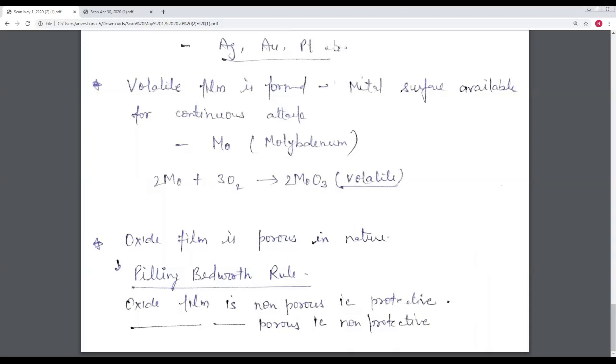Okay, so I repeat my questions again. First question is what is the softening process of water, and explain the ion exchange process in detail. And second question is, explain the Pilling Bedworth rule.